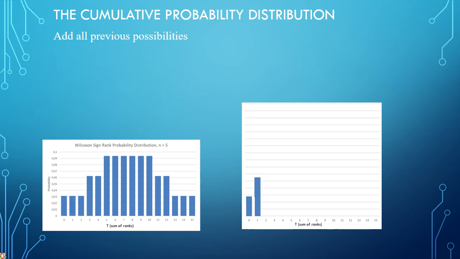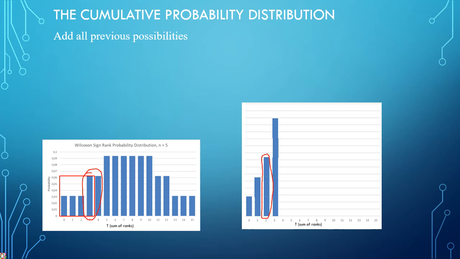And then we do the same for 2. So we get 0, 1, or 2, and we add them all together. And for 3, we do the same thing again. We add them all together. Another way, instead of adding each of them together, is to take the previous result, this one, and then simply add only the new one.